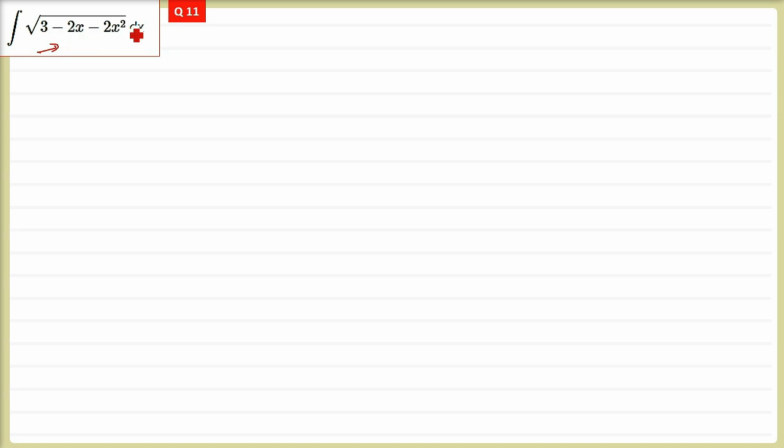You just have to make it a perfect square and apply the formula. So when you take the negative outside, you will get 2x square plus 2x minus 3. Now just take negative 2 actually. The negative alone will not serve our purpose. We have to take negative 2 outside. Taking negative 2 outside simply means you are dividing every element inside by negative 2. So dividing by negative 2 gives x square plus x minus 3 by 2.